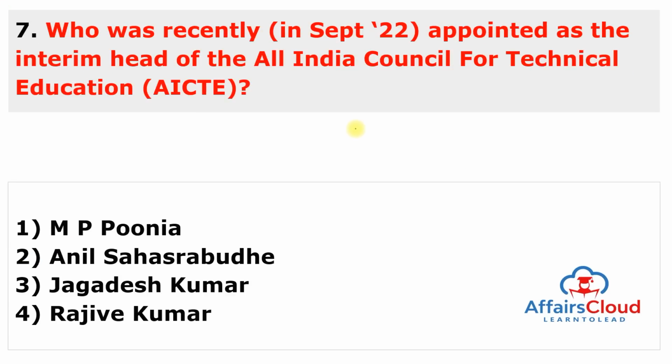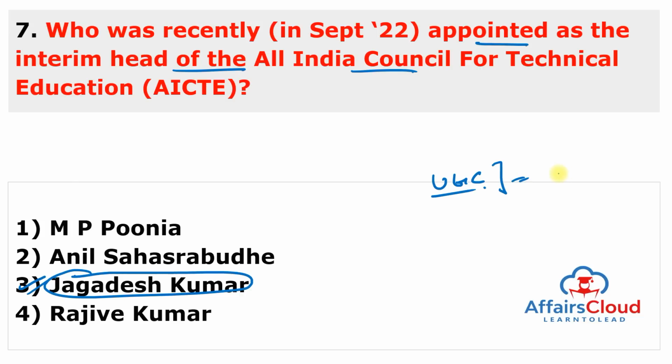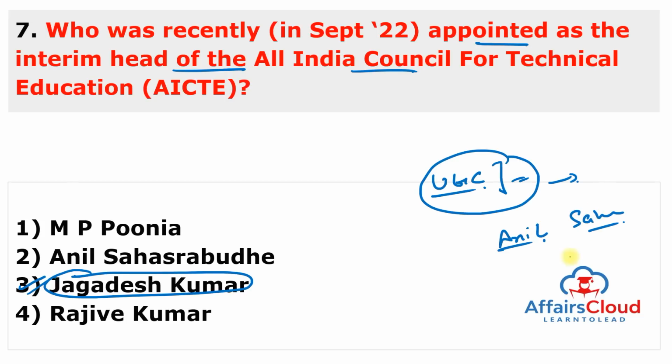Moving to next question. Who was recently appointed as the interim or the temporary head of the All India Council for Technical Education? Again, simple question, and answer of this question is Jagadish Kumar, temporary head of the All India Council for Technical Education. So, UGC or University Grant Commission Chairman Jagadish Kumar ji appointed as the temporary head of the All India Council for Technical Education. And UGC chairman will take charge as the acting head of this organization as the current chairperson Anil Sahasrabudhe will retire on 1st of September 2022.